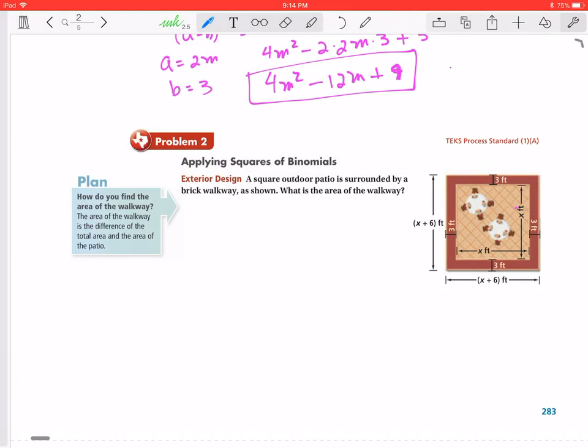We're going to talk about problem number 2. We're going to be applying the squares of a binomial. We have an outdoor patio that's surrounded by a brick walkway, as shown. So I have this x plus 6 by x plus 6 square area, and we want to figure out what the area of the walkway is.